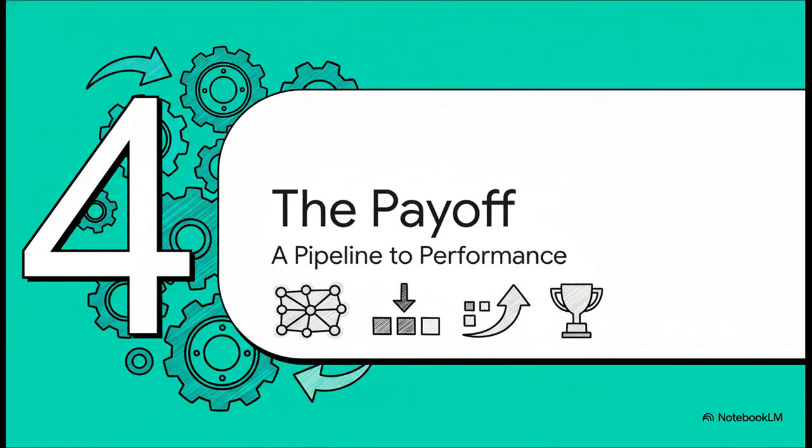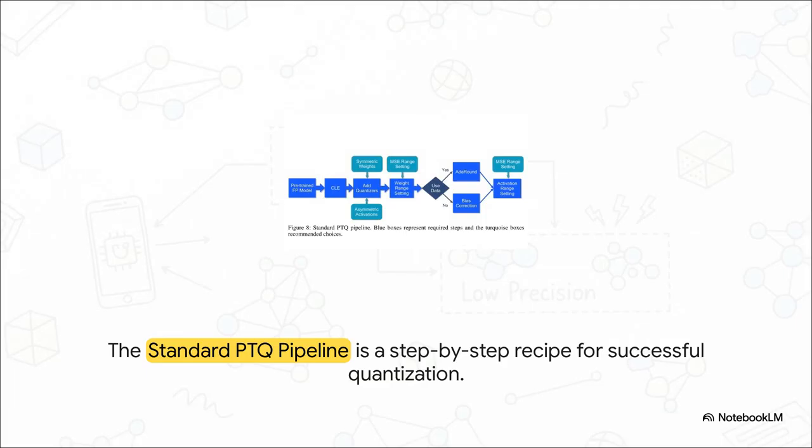But the real power, the real magic, comes from putting all these tools together. Engineers don't just use them randomly. They've built a standardized, reliable process, a pipeline, that consistently delivers incredible results. And this is what that pipeline looks like. It's essentially a step-by-step recipe for success. You start with your big, pre-trained model, you use cross-layer equalization to get it ready, then you use methods like bias correction and AdaRound to fine-tune everything. This robust process is the key to making AI models small and fast without breaking them.